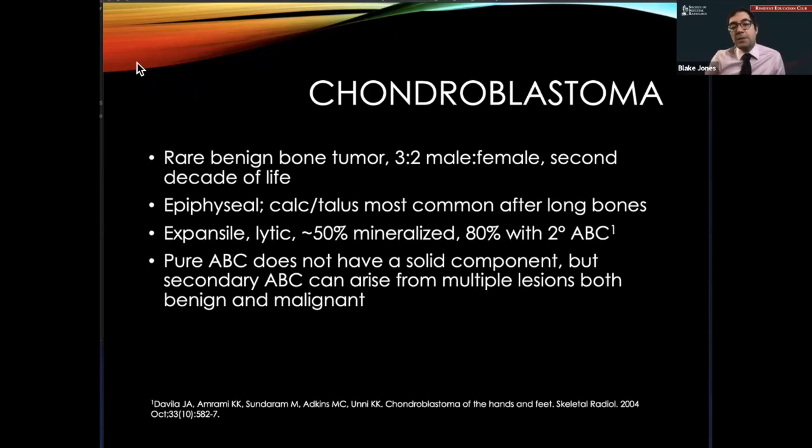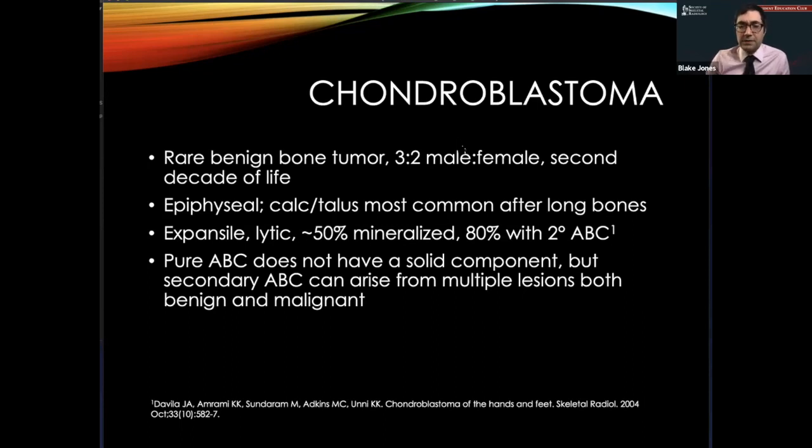And because ABC can arise secondarily from multiple additional lesions, such as giant cell tumors, chondroblastoma, as in this case, very commonly actually with chondroblastoma, about 80% of them in one study had a secondary ABC. A telangiectatic osteosarcoma also classically has these fluid levels. So if you see any solid component, you have to question the diagnosis of primary ABC.